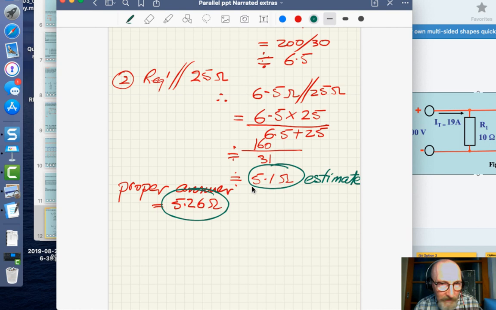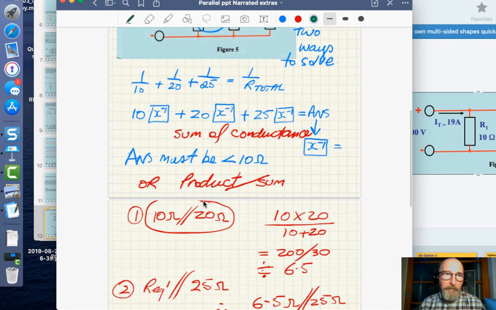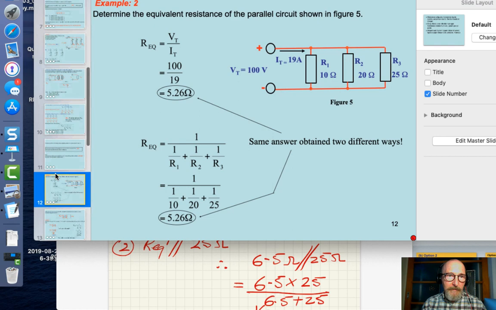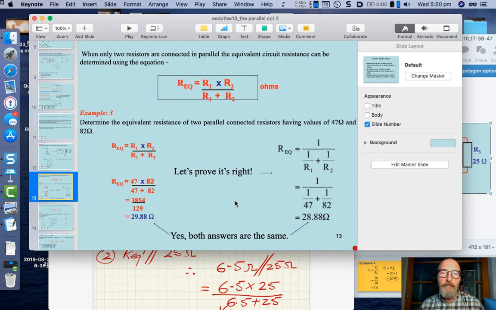I could have used the calculator and I would have got it exact. But just doing it in my head, 5.1 ohms. Using the calculator, 5.26 ohms. So there you go. There's more than one way to attack this type of problem. Okay, let's go back to our PowerPoint. So we finished that slide, and we're into slide 13. And let's go play again.